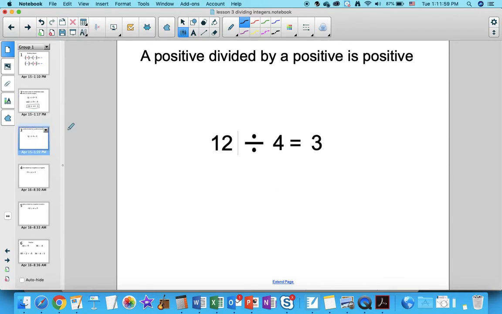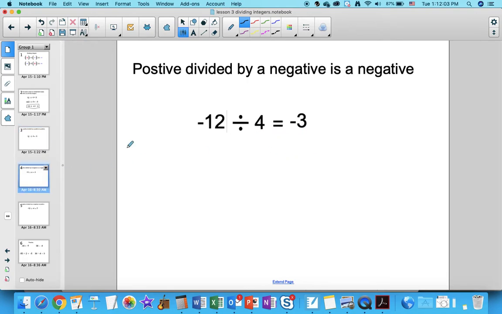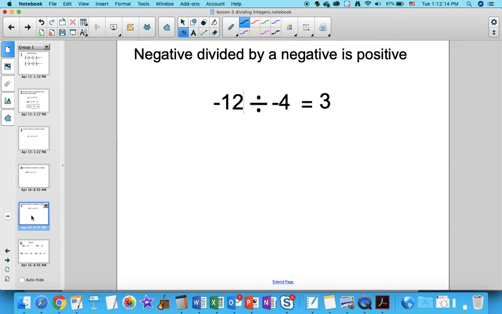So just to quickly review, positive divided by positive is positive. Negative divided by positive or positive divided by negative is negative because there's only one negative symbol. Negative divided by negative is always positive, right? I like to think of it as negative and negative coming together to make a positive, right?